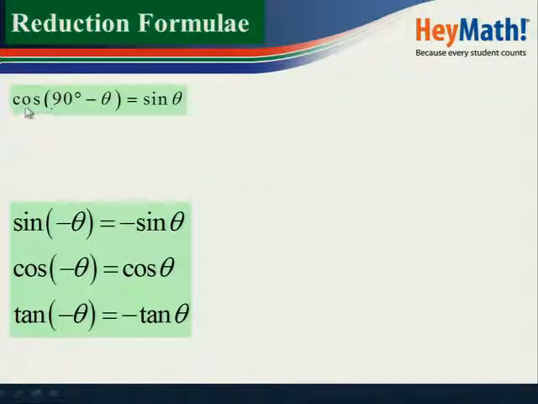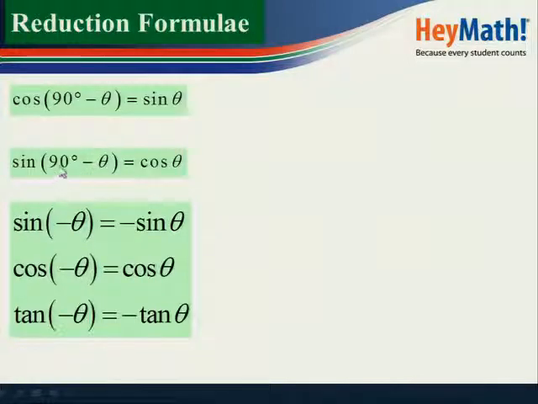So the cos of 90 degrees minus theta. The original trig ratio here is cos. 90 degrees minus theta is an angle in the first quadrant. And in the first quadrant, cos is positive. But now because it's 90, cos will change to sine.